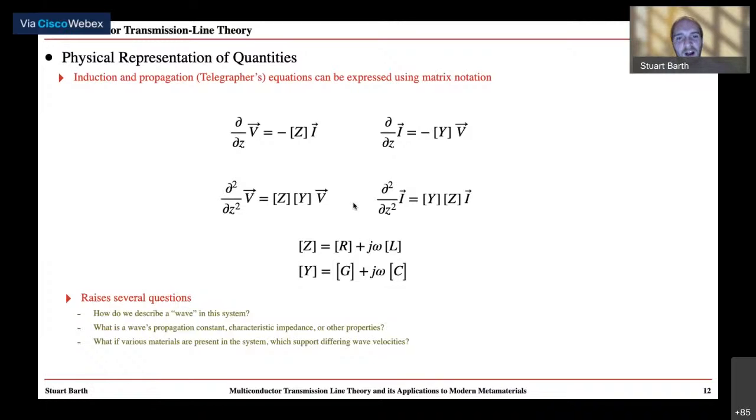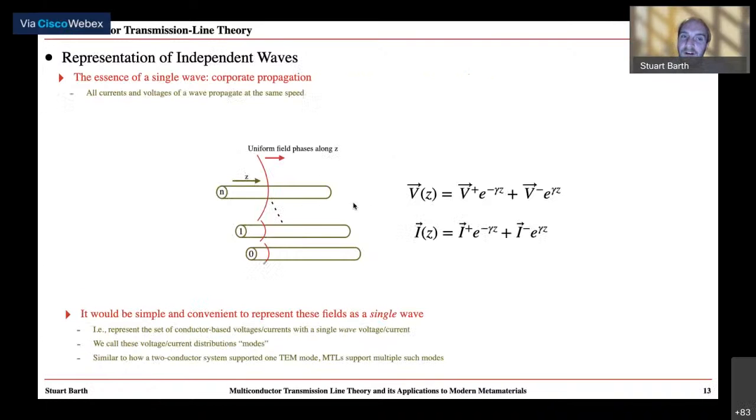How do we describe a wave in this system? What is a wave's propagation constant or characteristic impedance or other properties? What if we have an inhomogeneous system, such that the transverse cross-section contains multiple different materials which support differing wave velocities? How does that affect a wave that's propagating down this MTL? Well, there is an analytical basis for answering this question.